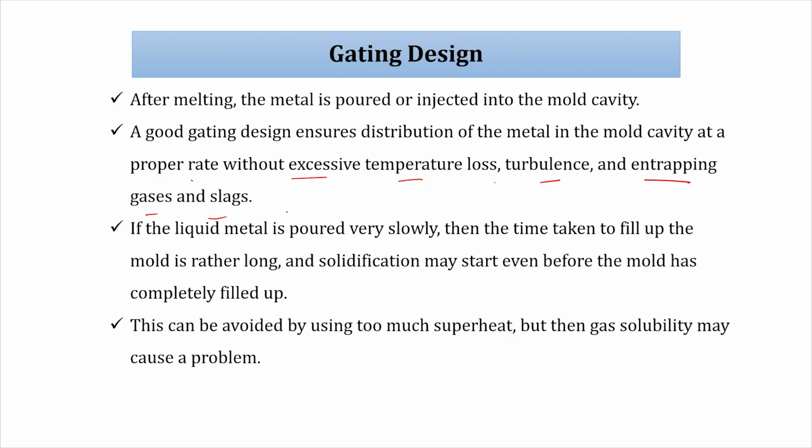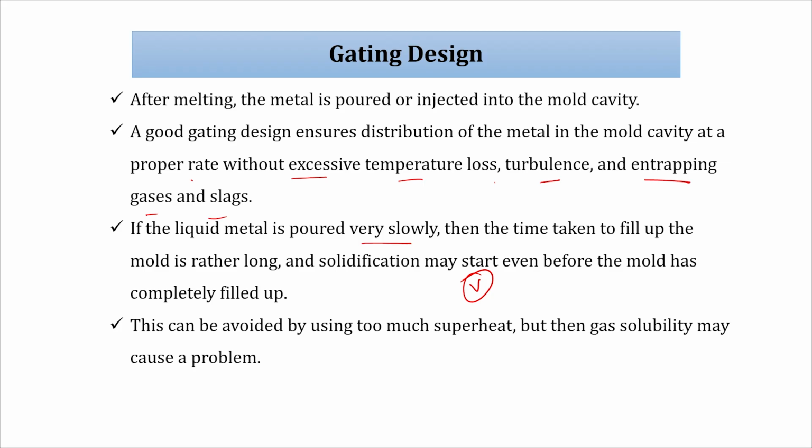A good design should be without temperature loss, without turbulence, without entrapping gases and slags. If liquid metal is poured very slowly, very slow means V is very less. What does that mean? Reynolds number is very less. You are planning for laminar. Okay, let us assume you are planning for laminar.